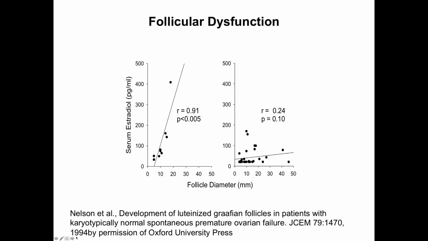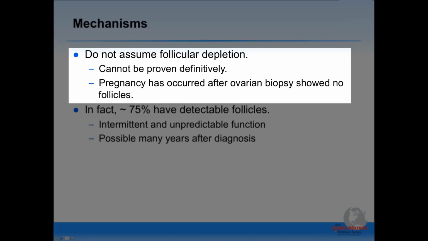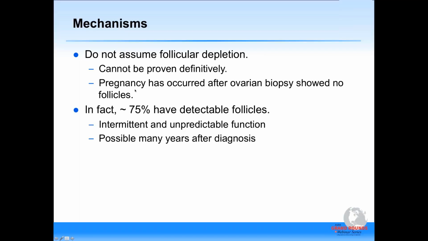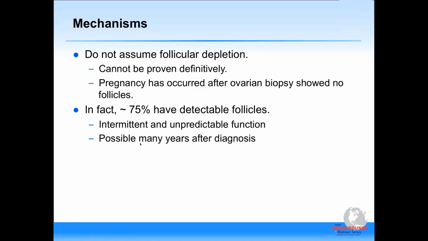So what is keeping these follicles from functioning normally? Well, the major message here is you cannot assume that there's follicle depletion as the cause of POI. You can't prove it definitively, even with a biopsy. Pregnancy has occurred after ovarian biopsy has shown no follicles. And we've had women turn up pregnant years after we were not able to see either ovary by ultrasound even. In fact, about 75% of these women have detectable follicles, and it's intermittent and unpredictable function, and can go on for many years after diagnosis. We had one woman who had a pregnancy at age 37 after a diagnosis of POI at age 17.